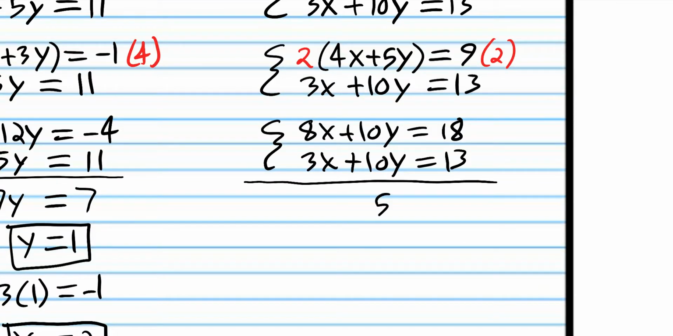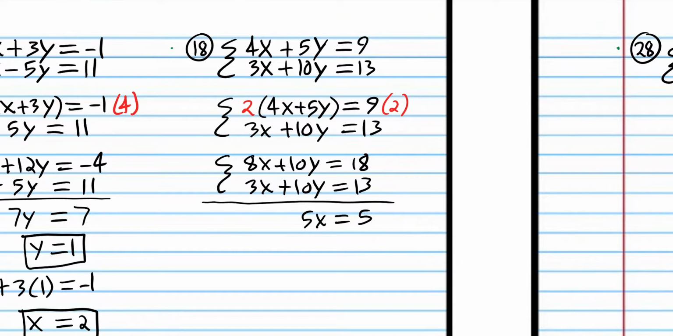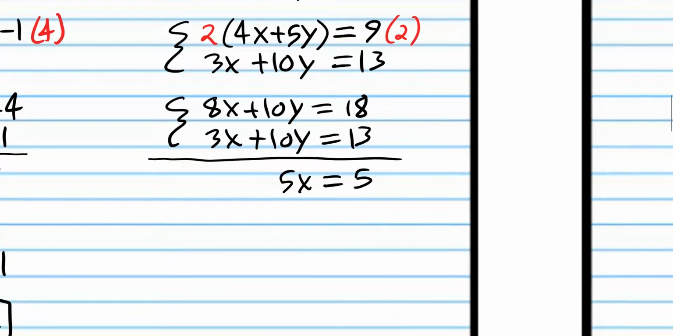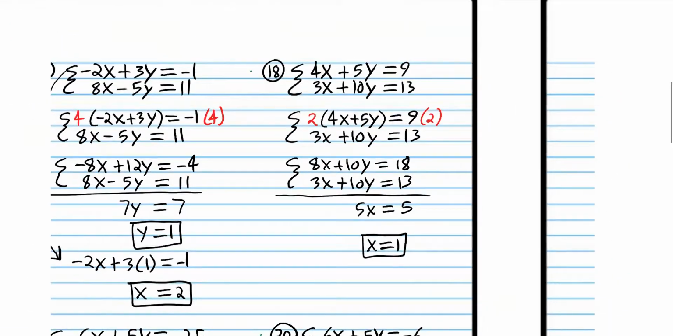You'll end up with 5x is equal to 5. And if you did it the other way, then you would get negative 5x is equal to negative 5. But you're still going to get the same answer, which is x is equal to 1. So if you got 1 for x, good job.